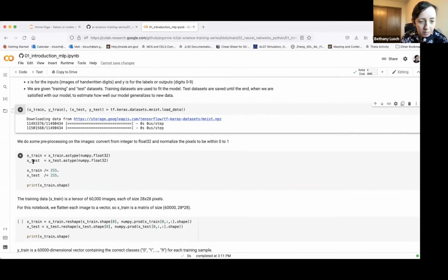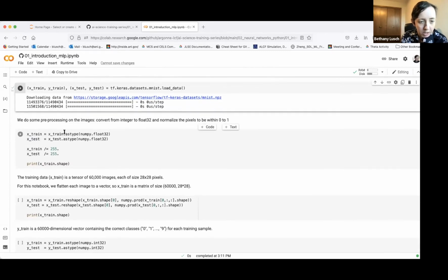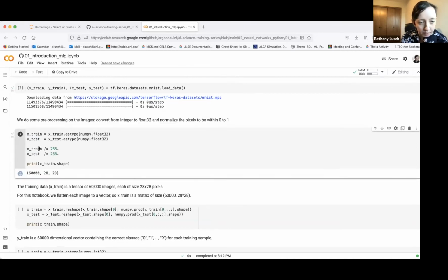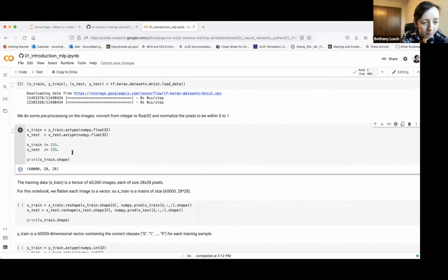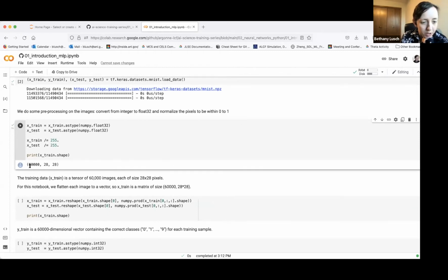And here's some common pre-processing on the images. We're going to convert the images to float because currently they're integer pixels. We're going to divide them all by 255 because currently they're grayscale from 0 to 255, and neural networks work better when we rescale to something like 0 to 1 or -1 to 1. And we print the shape. So there's 60,000 training images. Each of them is 28 pixels by 28 pixels.